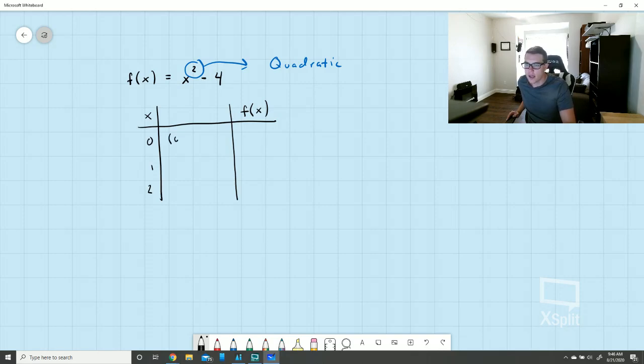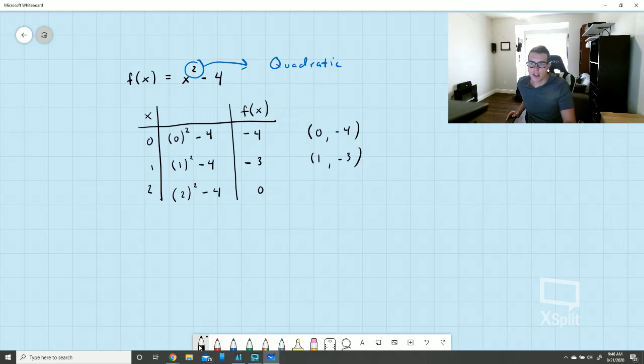So I like to put in parentheses what I'm substituting in when I start getting to exponents floating around. 0 squared, 0, minus 4 is negative 4. 1 squared minus 4 is negative 3. 2 squared minus 4 is 0. Looks like we have 3 coordinates to work with. Great. Let's see if I can get a good idea of what the graph looks like from 3 coordinates.